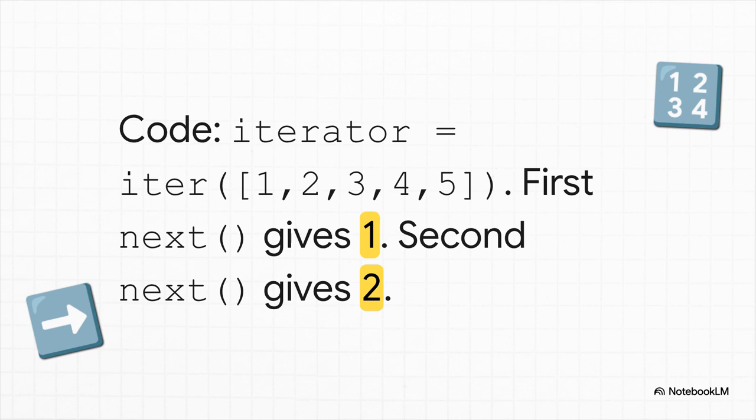Let's actually see this thing in action. We've got our list of numbers. First, we call iter on it to get our iterator object, our bookmark. Now, the first time we call next on it, boom, we get 1. We do it again, the bookmark moves, and we get 2. See how we're in total control here? We're manually stepping through this thing, one item at a time.